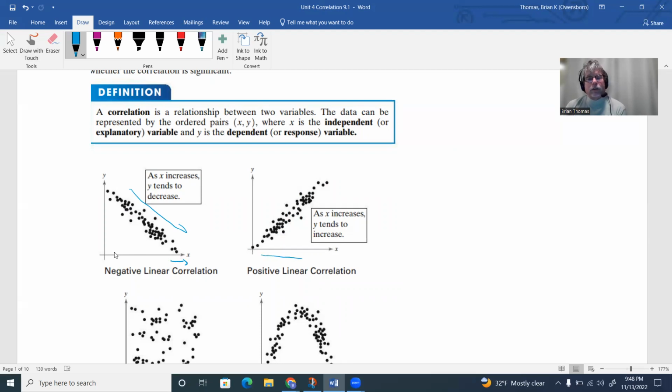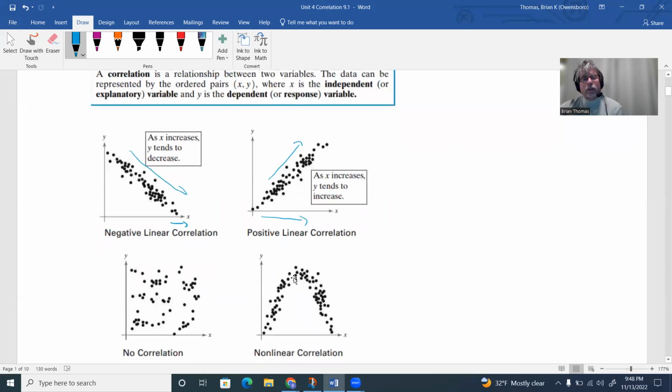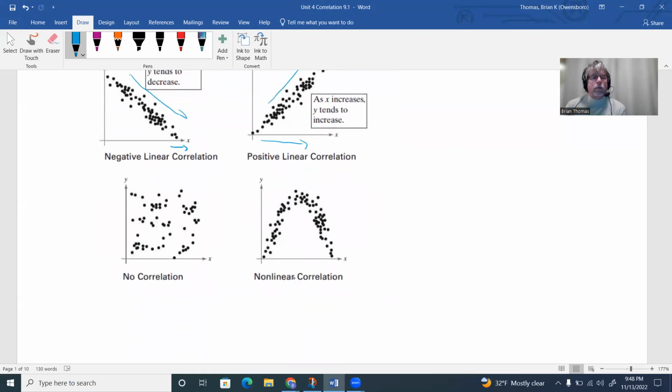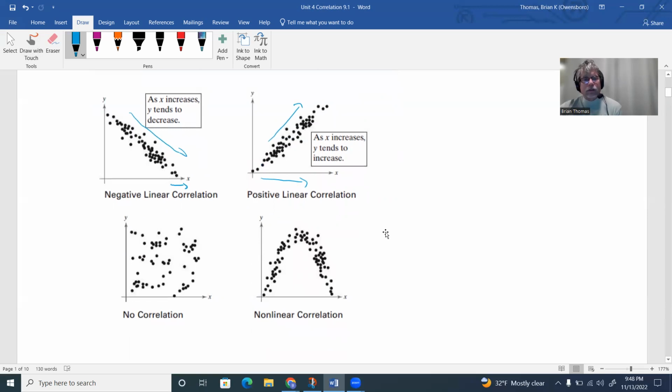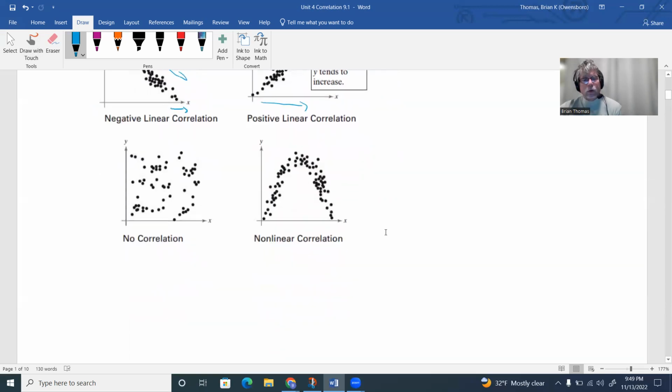As you go to the right, notice that the graph is going in an upward direction. So as X's are increasing, Y tends to increase. This is considered a positive linear correlation. When the data is everywhere like this, it is considered no correlation at all. And this has some type of pattern, but right now we're dealing with linear, so this does not form a linear correlation. Mainly what we're looking for are negative linear correlations and positive linear correlations. So we're going to start out with just plotting some data and seeing if there's some type of relationship in the data, which we'll call a correlation.